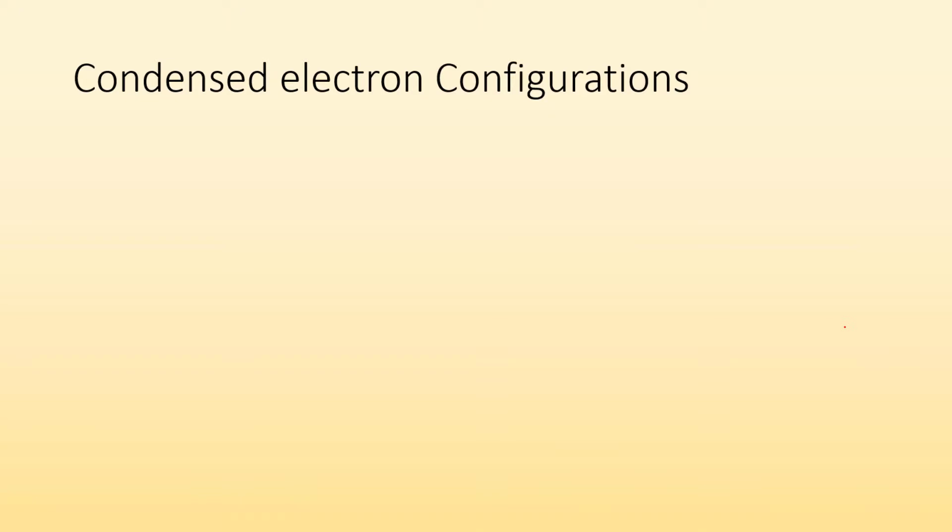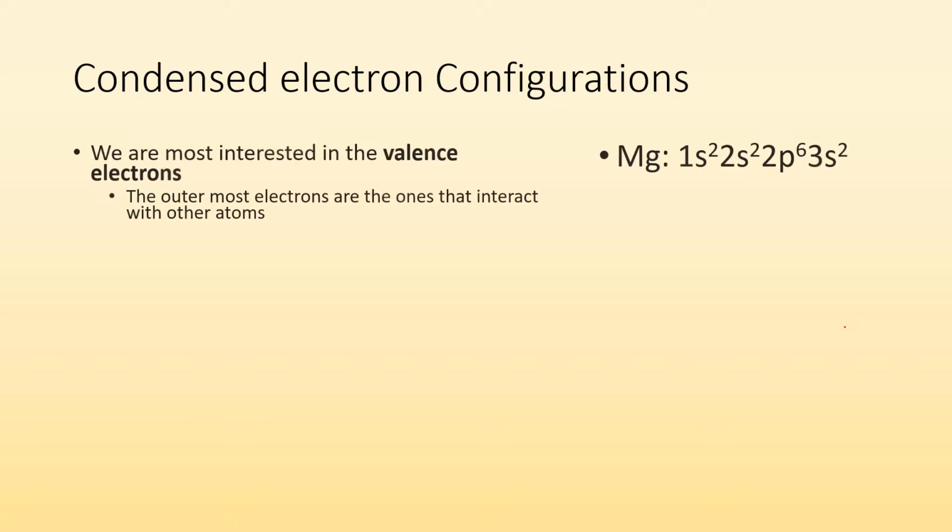So condensed electron configurations, right? Some of that we might not have needed to write now. So we are most interested in the valence electrons. And the valence electrons are the outermost electrons. And they're the ones that interact with other atoms. They're on the outside, right? So they're the ones bumping into other atoms. So they're the ones reacting. They're the ones we're interested in.